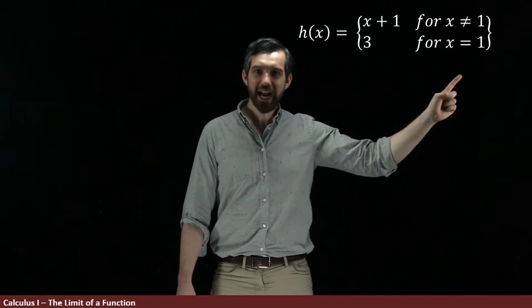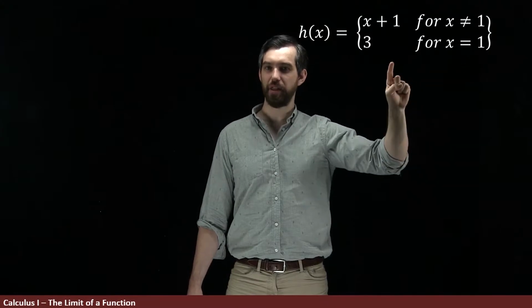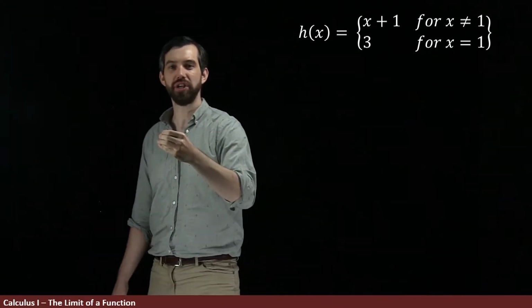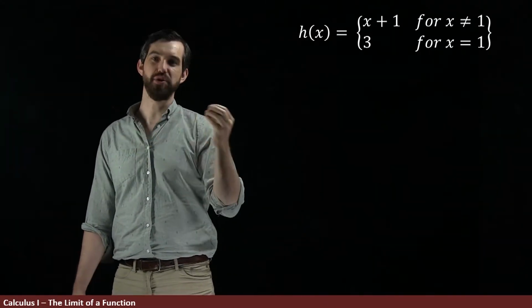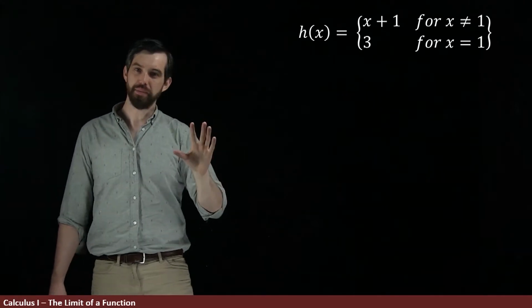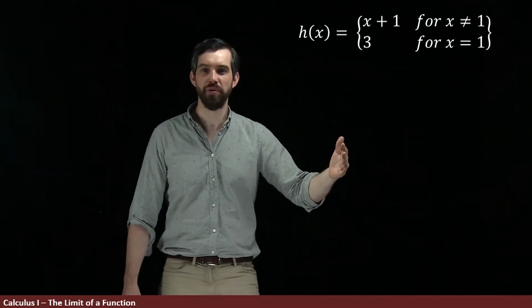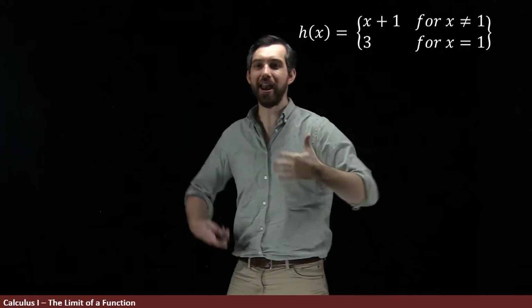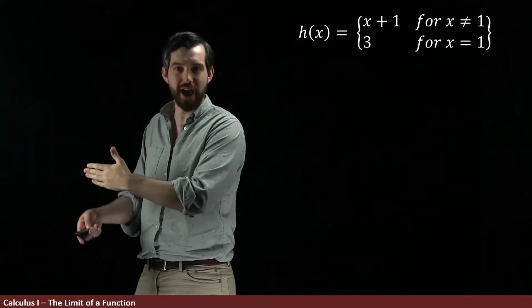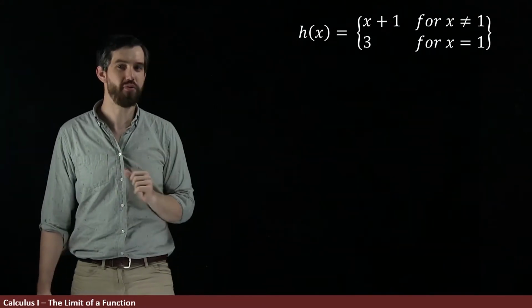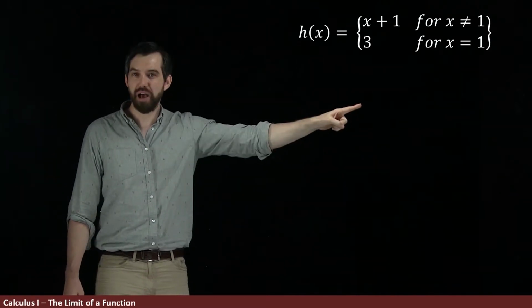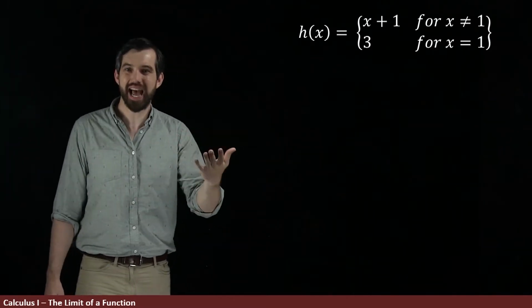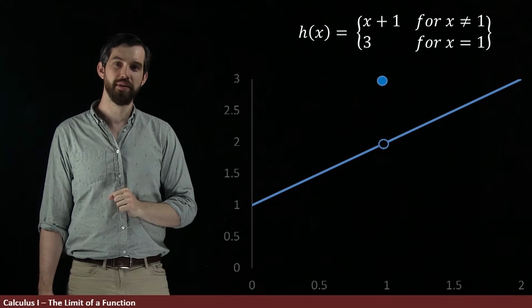So for the exact value of 1, it's going to be 3. And what this means is that h of 1 is equal to 3. But then if I have any other value, the h is just equal to x plus 1, and x plus 1 is that same function f of x. So how does this graph work? Again, for most values except for x equal to 1, it's just the exact same thing. It's that same straight line.